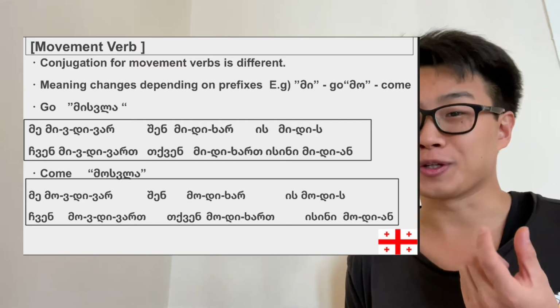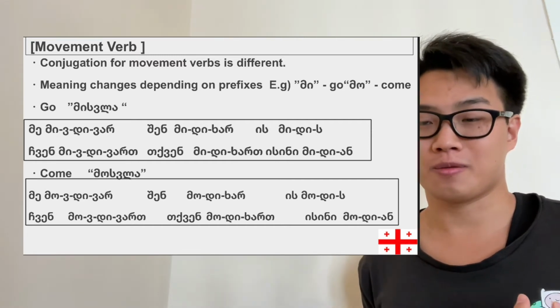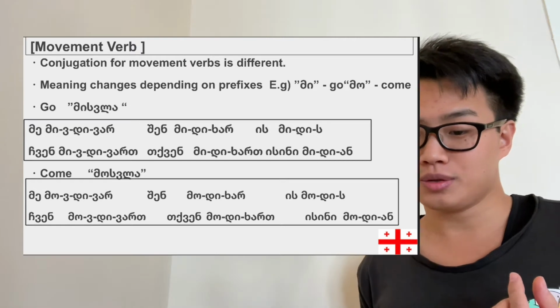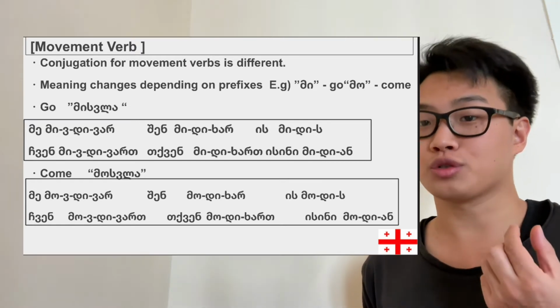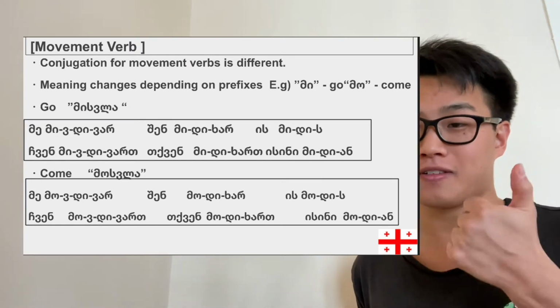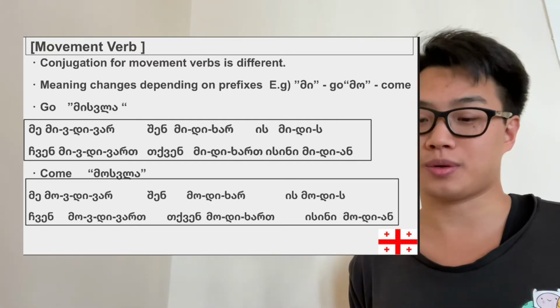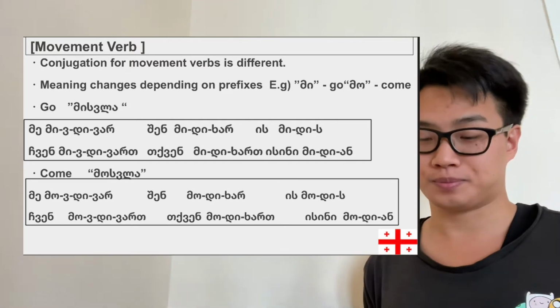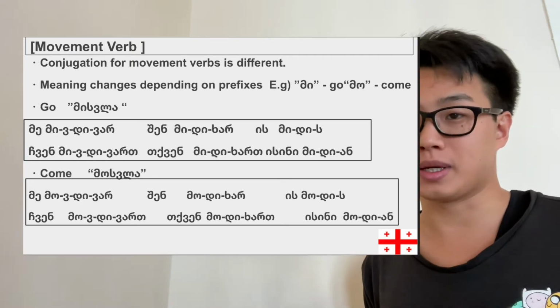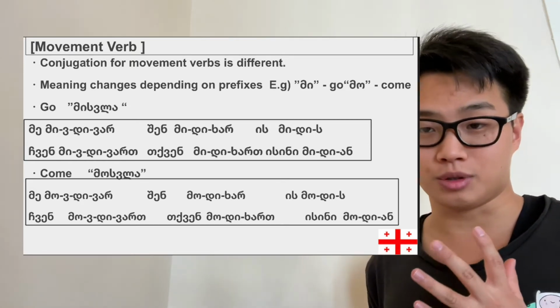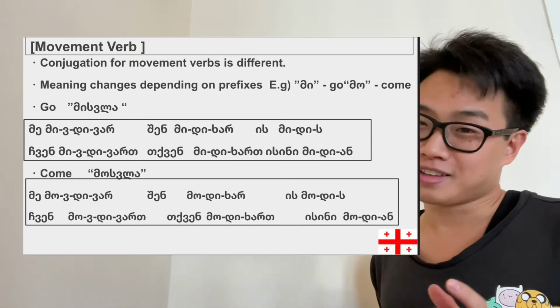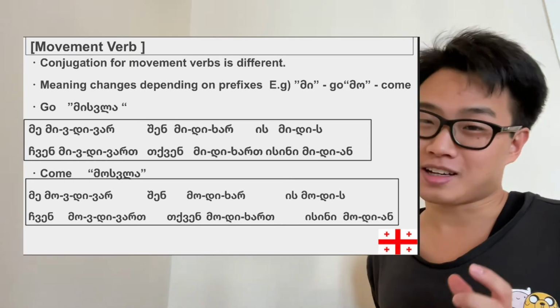The unique point for the movement verb is that they use the verb conjugation for aris, like var, har, aris, varit, harit, arian, etc., at the end of the verb. So in that sense, the verb conjugation for movement is kind of different, unique. But I think I found it very interesting, right?